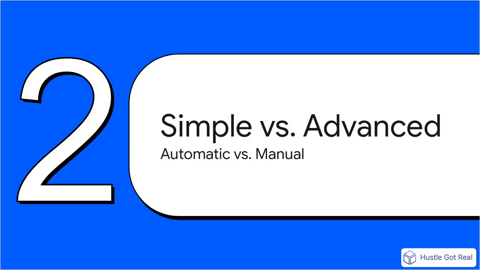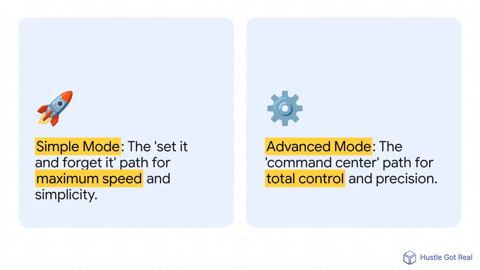And that brings us right here to the two paths you can take, simple mode and advanced mode. Honestly, the best way to think about this is like driving a car. Are you someone who just wants to put it in drive and go? Or do you want a stick shift so you can control every gear change? And that analogy really nails it. Simple mode is your automatic drive. It's the set it and forget it option, built for pure, uncomplicated speed. Advanced mode, though, that's your manual control. It's the command center, where you get total, fine-grained precision over every single detail.